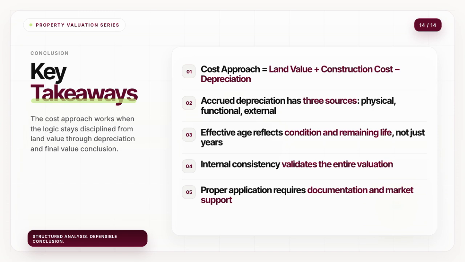It's not just about how many years have passed, but the actual condition and remaining useful life of the property. Internal consistency is crucial to ensure that every part of the valuation fits together logically, making conclusions sound and credible. Finally, thorough documentation and market data support are essential to properly applying this approach, ensuring that your analysis is both structured and defensible.